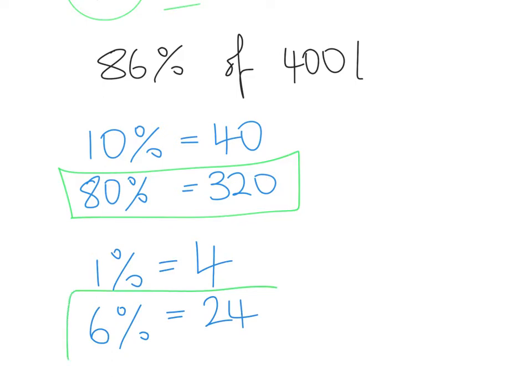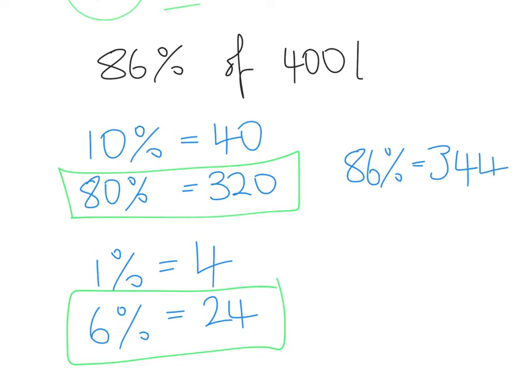So I've now got my 80%, I've got my 6%. To find my total value of 86%, I'm going to add them together. So 86% will be 320 plus 24, which is 344 litres. Just a wee quick recap on that one again.